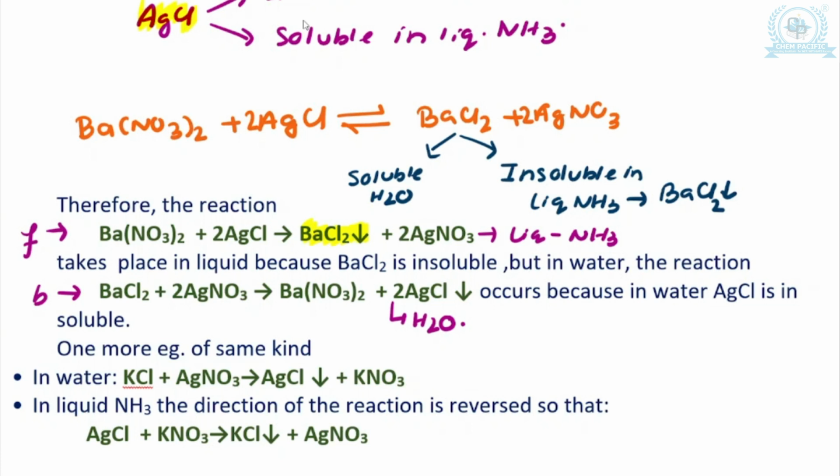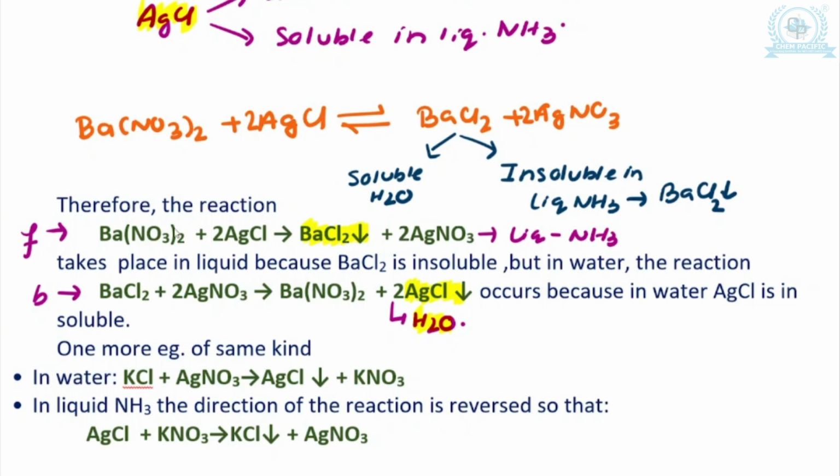But since AgCl is soluble in ammonia due to the formation of a stable complex, and AgCl is insoluble in water, the backward reaction, in which AgCl forms a precipitate in water, will take place in water, while BaCl2 will form the precipitate in liquid ammonia.